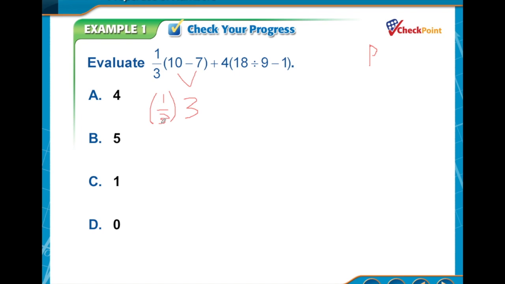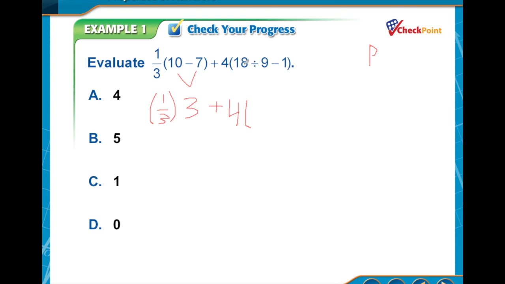Now, we have 1/3 times the quantity, which now is 3. We're going to add, and we'll see what we get here. We're still working on the parentheses, so we just leave the 4 there. And let's solve what's inside of this parenthesis here. So 18 divided by 9 minus 1. Well, I know that when it comes to order of operations, division comes before subtraction. So if you think about PEMDAS, division, the D in PEMDAS comes before the S in subtraction. So 18 divided by 9 we have to do first.